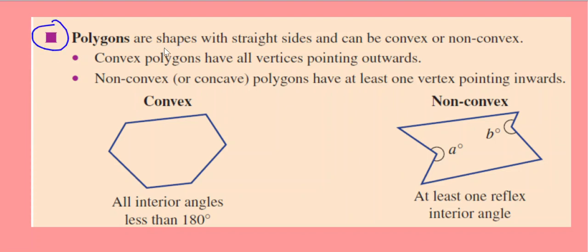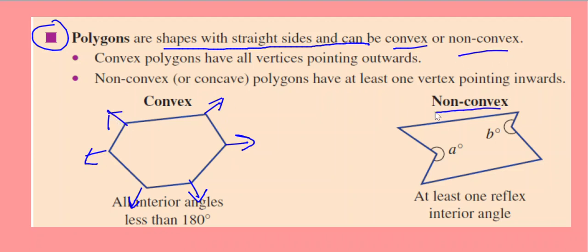So polygons, as I said, are shapes with straight sides. They can be convex, which means that all our vertices are pointing outwards, as you can see in this one. Or they can also be non-convex, where we've got at least one, could be more, as you can see here, we've got a couple, but have at least one interior angle that is a reflex angle and is pointing inwards, in towards the shape itself. So we covered that. Convex have all vertices pointing outwards. Non-convex, or concave is another word you can use for them, have at least one vertex pointing inwards.